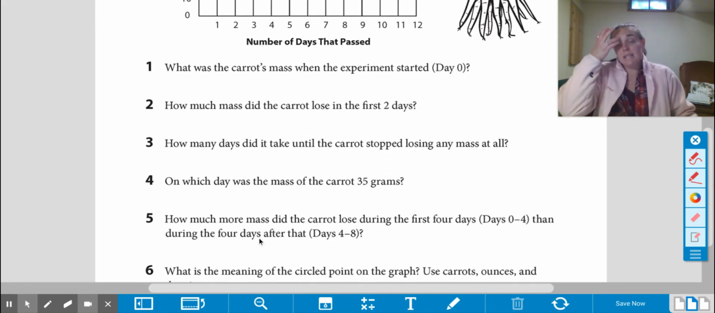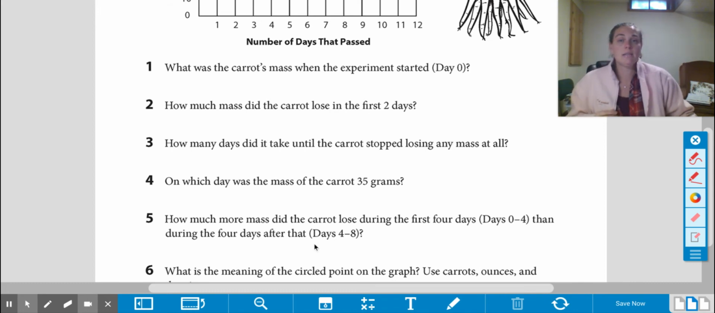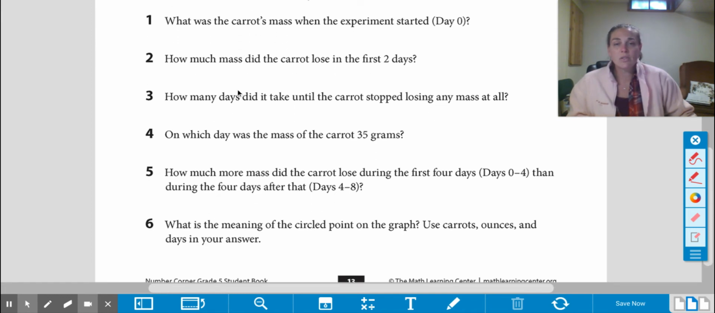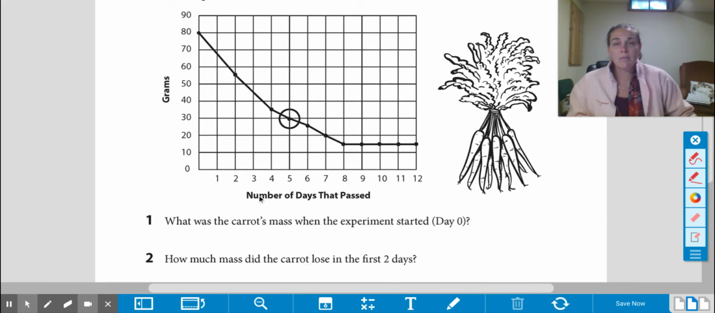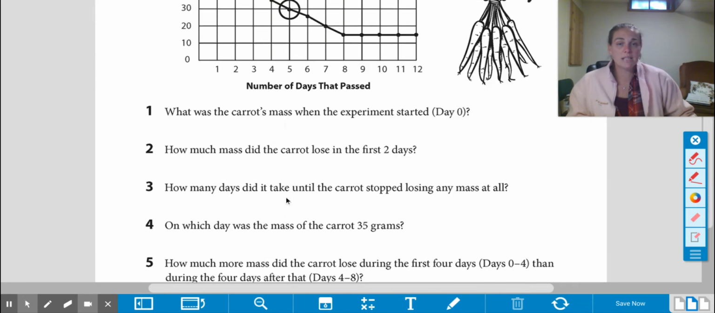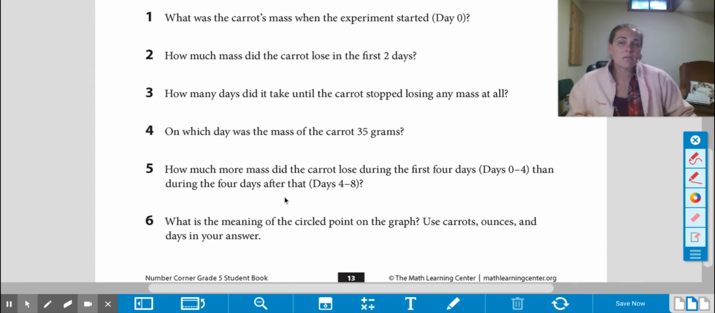How much more mass did the carrot lose during the first 4 days, days 0 to 4, than during the 4 days after that, 4 to 8? Ooh, this is a multi-step problem. You have to find out what is the loss here, and then what is the loss here, and then compare them and then subtract that. How much more was it? And then there's a circled point on the graph right here. What does this point tell me? You might think about grams. You might think about number of days that have passed. You might think about how you would explain what that point represents.